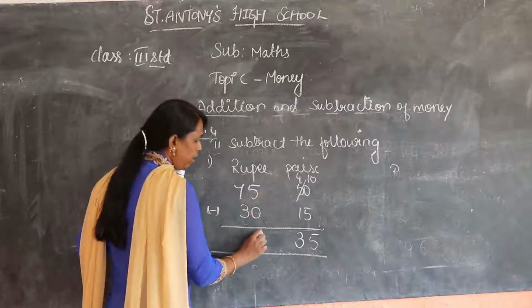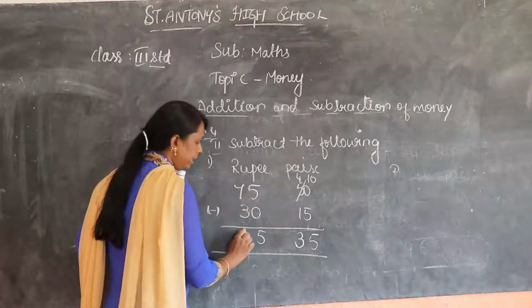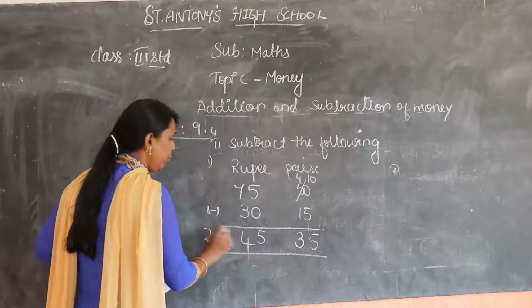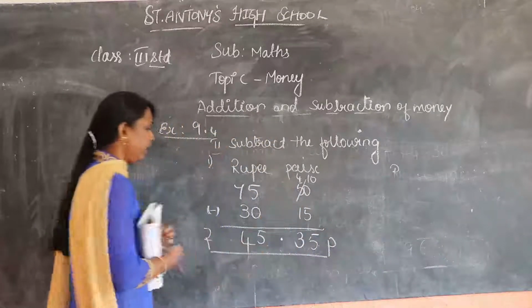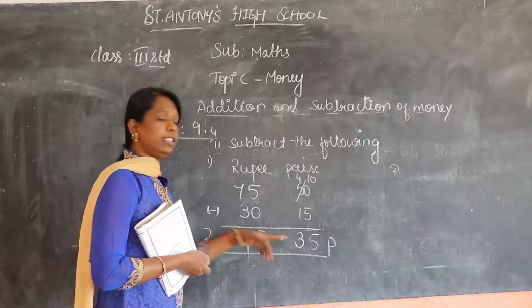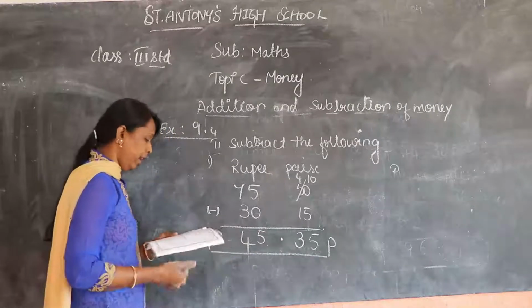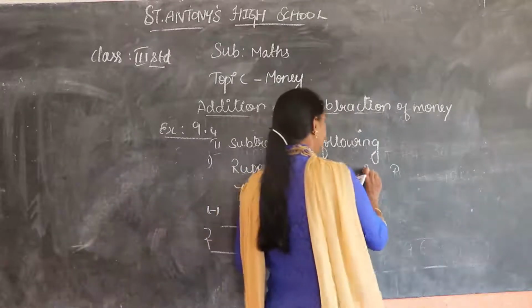5 minus 0, 5. 7 minus 3, 4. The answer is rupees 45, 35 paise. Okay? Rupees 45, 35 paise. Next, one more sum. Second one.